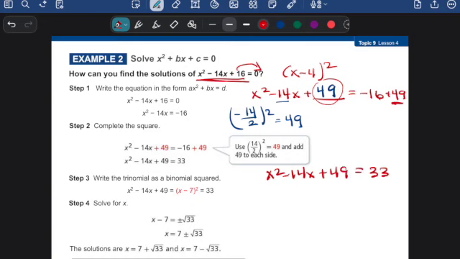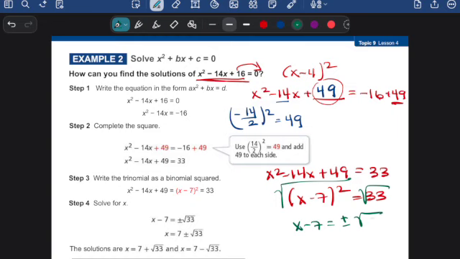And now I can factor my perfect square trinomial. I know it's going to be x minus 7 squared equals 33. Now I like this because what can I do? If I have a binomial squared, I can take the square root of both sides. So then I'll have x minus 7 equals positive or negative square root of 33. And I just have to add 7 to both sides to get my solution.